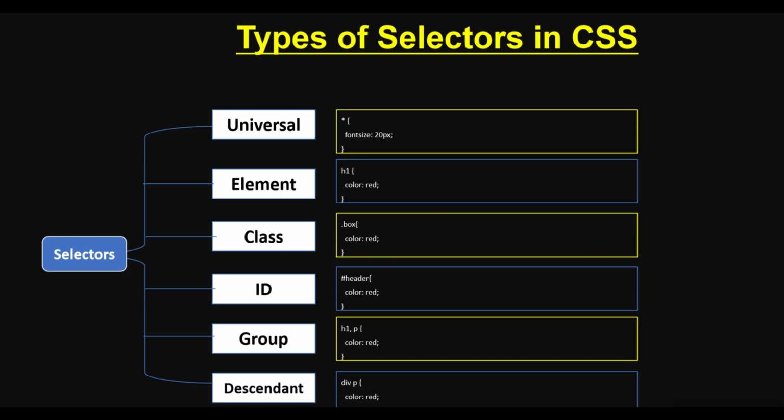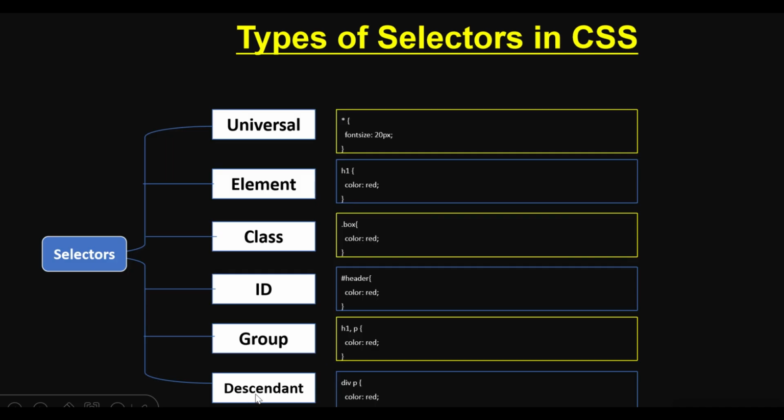Similarly, class selector means to target a class, and the class selector always starts with a dot. So dot box is a class selector. ID selector starts with the hash symbol. Group selector means to combine multiple elements like H1 and P. So if we target more than one element and apply some properties, like H1 and P will have the same font color red, so group selector means to combine multiple elements.